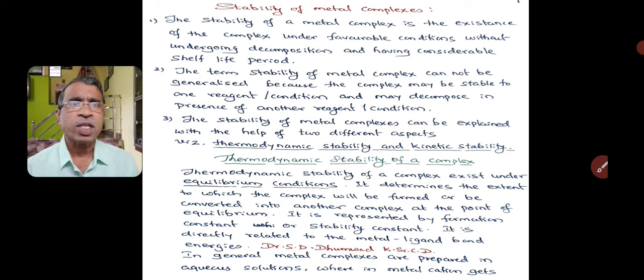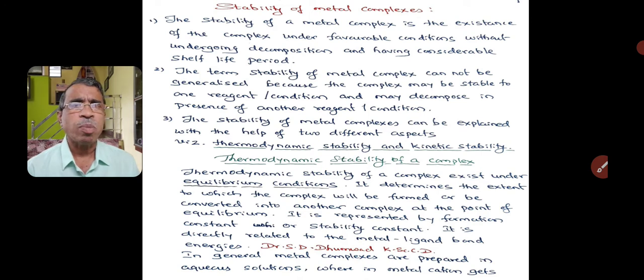The stability of metal complexes can be explained with the help of two different aspects. Number one, thermodynamic stability, and number two, kinetic stability. For thermodynamic stability, if a compound is to be stable, we know that the free energy of the system should be less and entropy should be more; then the reaction turns into the product. The same thing applies here, based on thermodynamics. Then we have kinetic stability, which refers to whether the compound is labile or inert based on its kinetic aspects. This we learn in detail in this particular chapter.